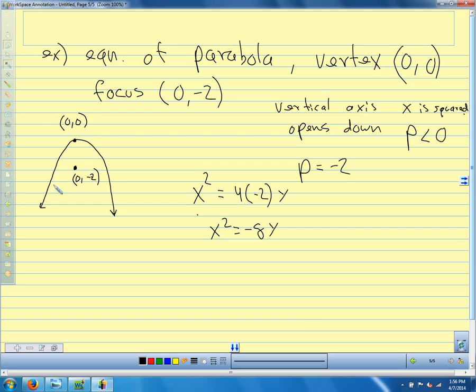And if we needed to, we could find the directrix. The directrix would be 2 units above the vertex, so it would be this horizontal line at y equals 2. And we could plot 2 additional points to the left and to the right of (0, -2). We'd go over 2p, so we'd go over left and right 4 units. All right, questions on that one?